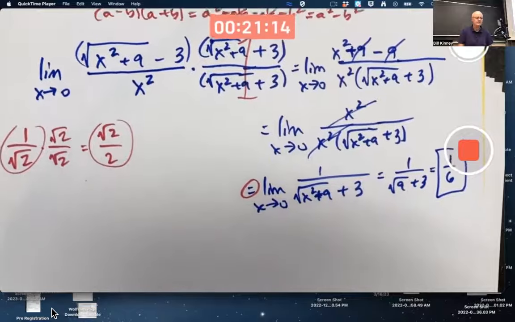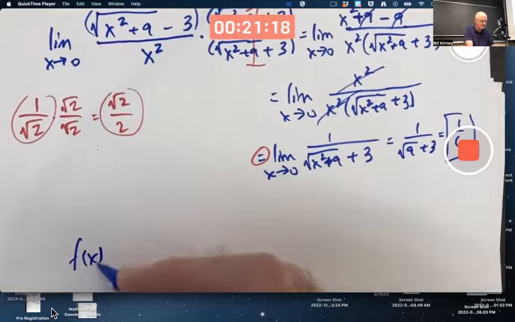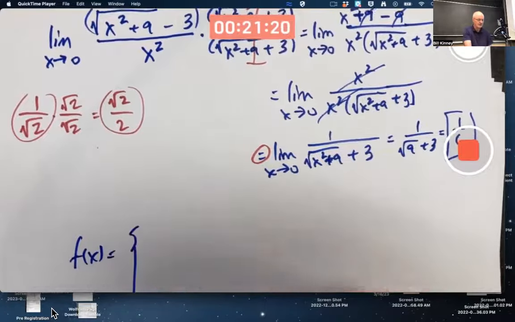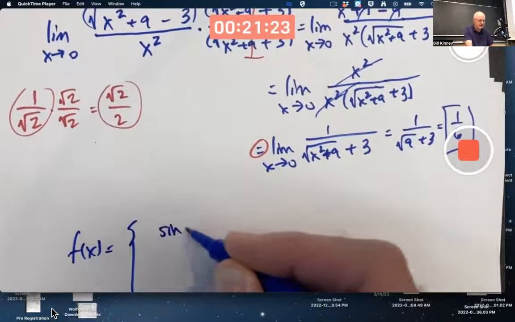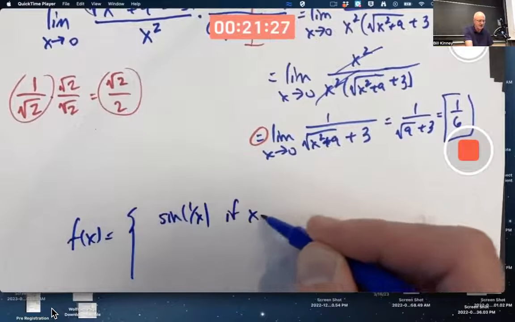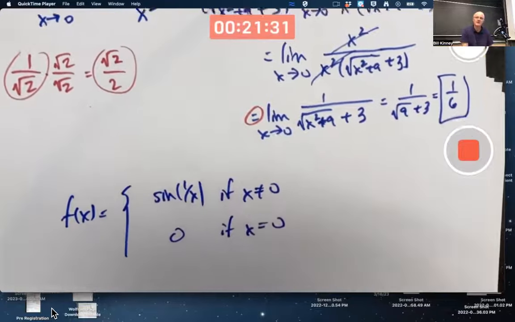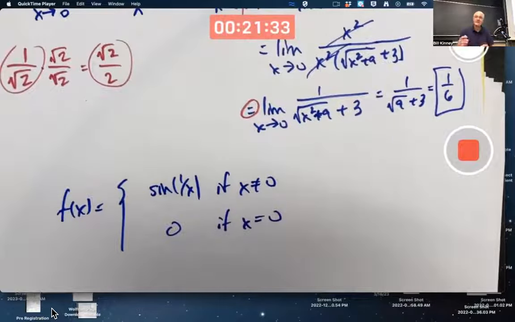Here's another strange example. We've looked at the example f of x equals sine of 1 over x if x is non-zero, and 0 if x is 0, a piecewise function. We've looked at this example already. This is the one that oscillates infinitely often near 0, and the amplitude stays at 1. We keep oscillating infinitely often between -1 and +1 as x approaches 0.